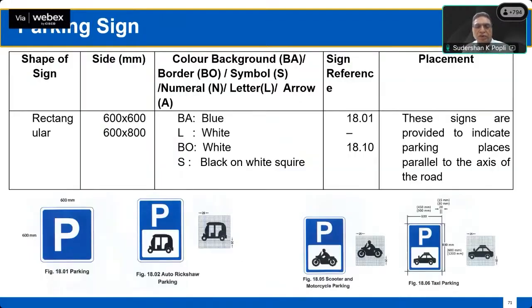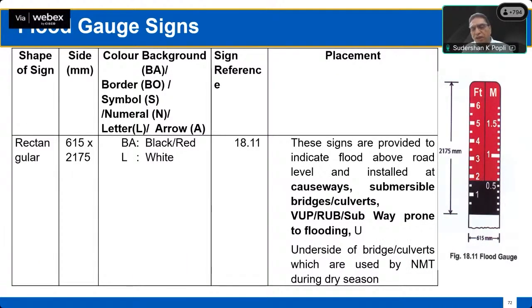Then parking signs, wherever parking is to be provided on the service road, these parking signs are to be placed. Then flood gauge signs, as we discussed with the NHI team, are required because wherever flooding occurs on a VOP or ROB, these signs help so that nobody unnecessarily gets stuck in that VOP or underpass because of flood waterlogging. Otherwise, these signs are placed on bridges to know how much flood has come and what the highest flood level is, which is required for further design of the bridges.